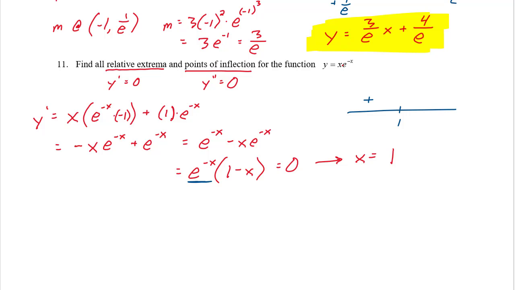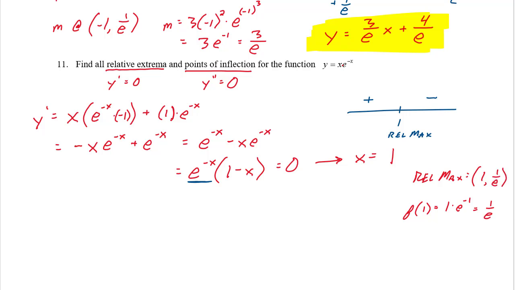Since 1 take away 10 would come back negative, I'm expecting that to be a decreasing interval, so that means this would be a relative max when the x value is 1. So let's go ahead and identify what that point is, since that was one of the parts of this problem. So it would be 1 comma, and whatever the function is at 1, well, that would just be a 1 times e to the negative 1, which really is 1 over e.